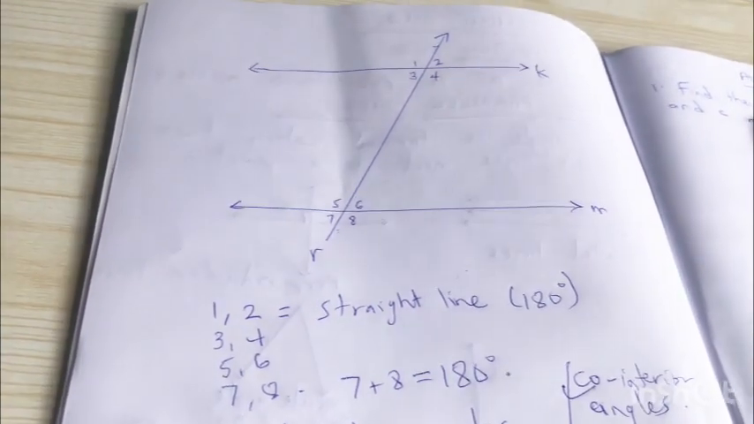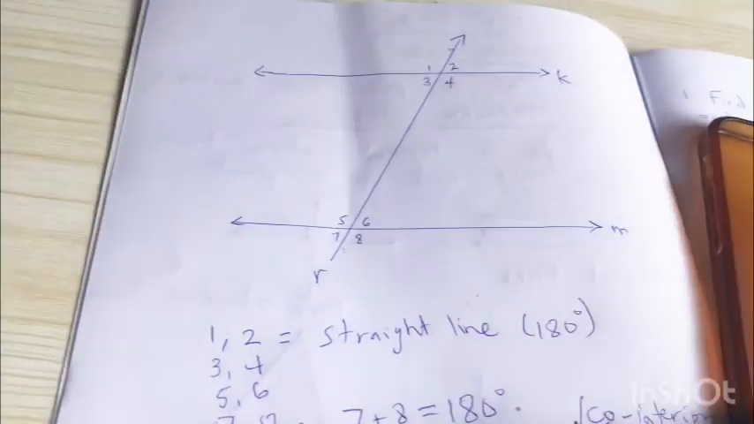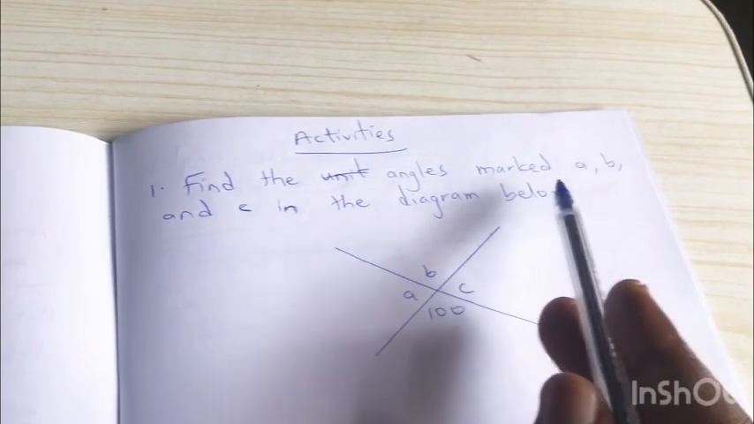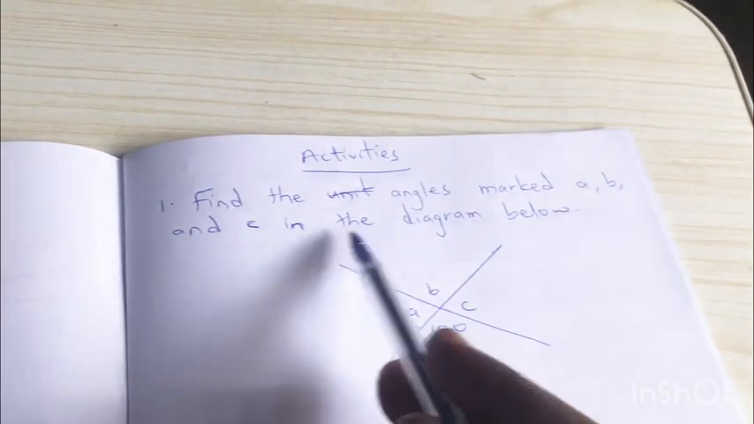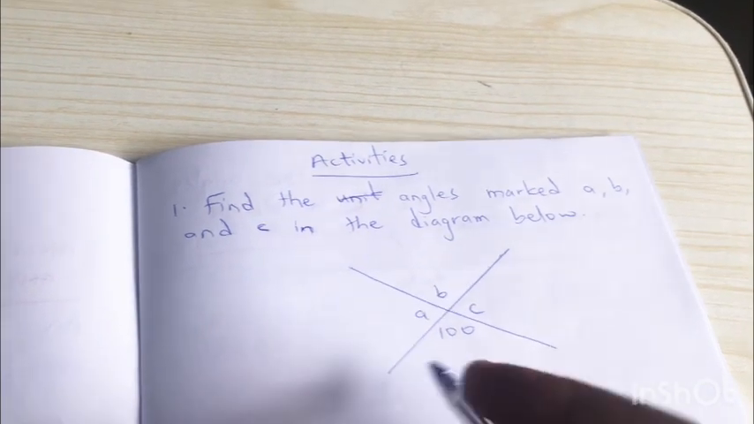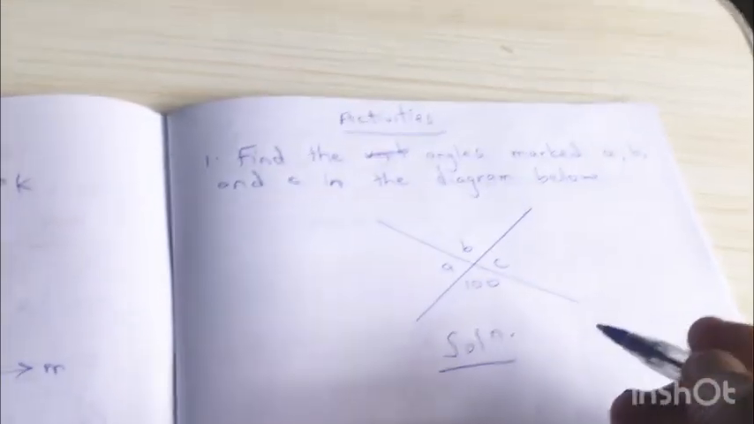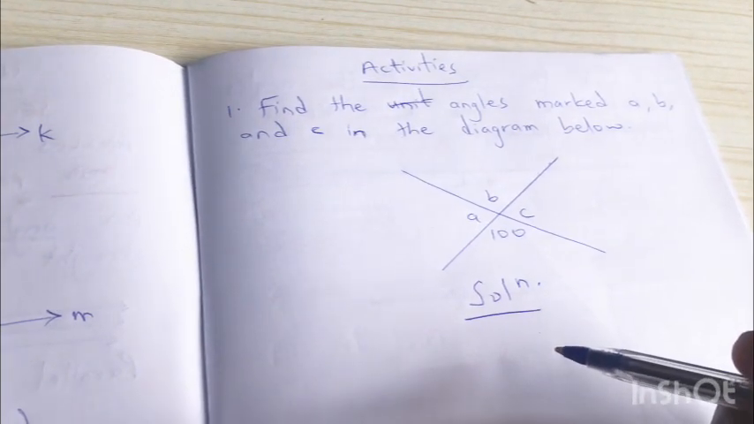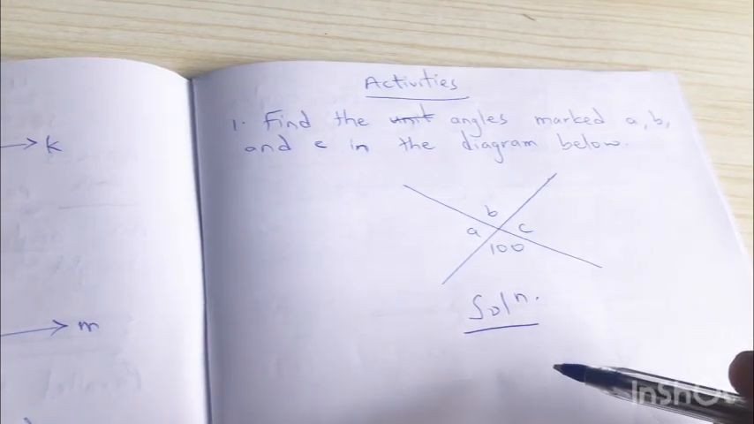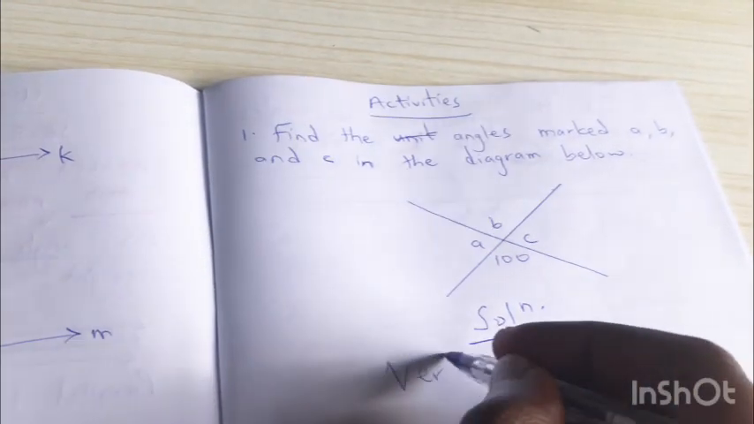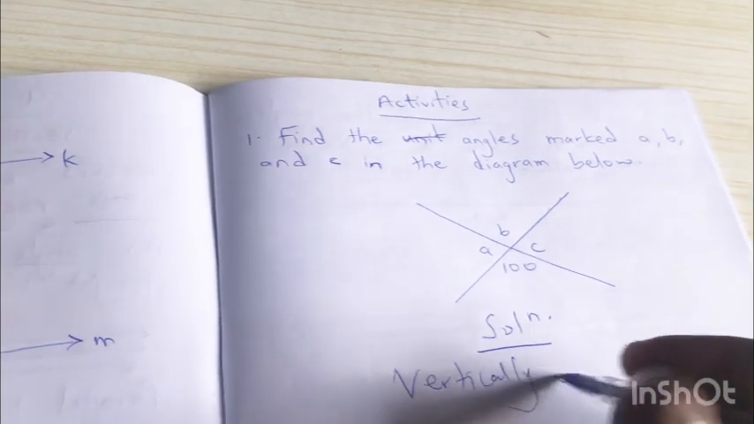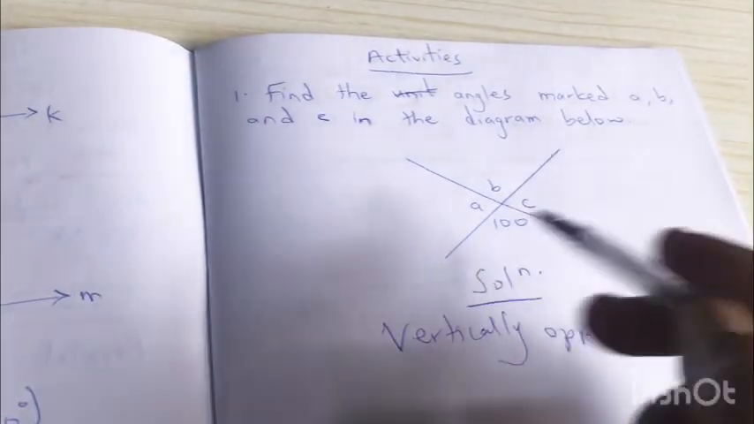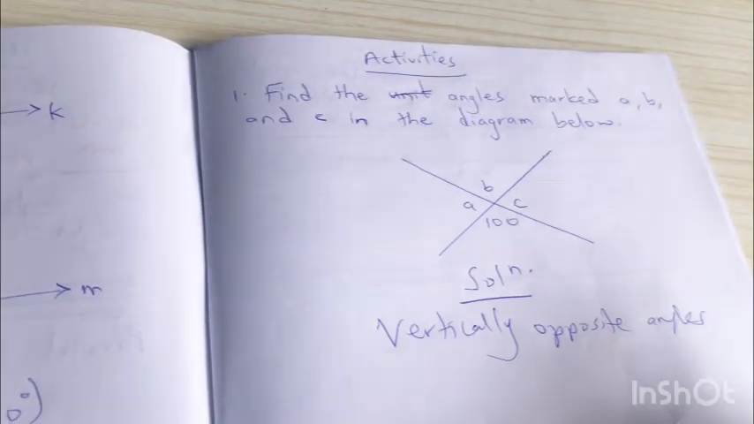Thank you. Now let's do some practical questions, the activities we had. So the activity: find the angles marked A, B, and C in the diagram below. This is a diagram. Now before we can do this, ask yourself the question: which type of angles are these in the X form? Go back and see. This one is called the vertically opposite angles. And what did we say about it? The opposite angles are what? Equal. Are you getting it?